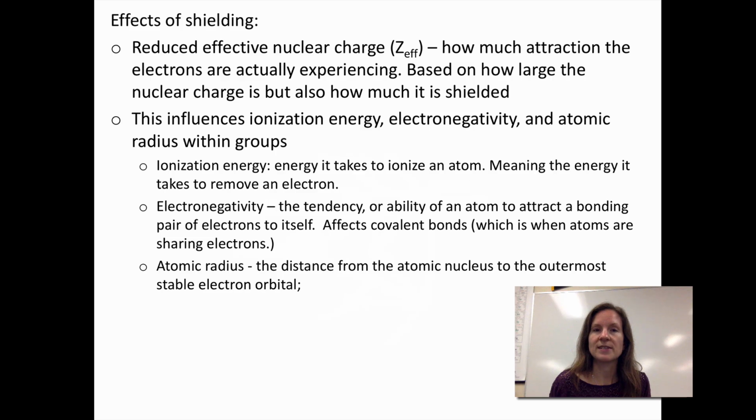So to sum this up, essentially you have protons in your nucleus, and those are positively charged, and they're pulling electrons toward themselves. But there's something called electron shielding, and the shielding essentially increases the repulsion of electrons away from the nucleus and decreases the effective nuclear charge, which is how well the electrons are feeling the nuclear charge that exists.